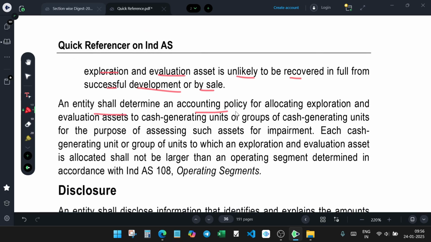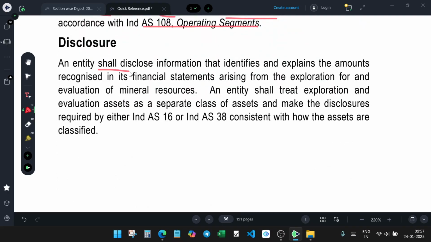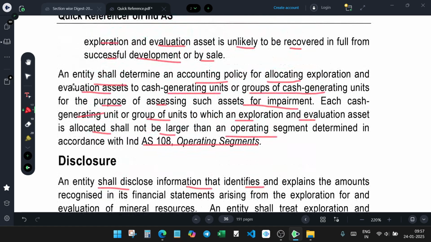An entity shall determine an accounting policy for allocating exploration and evaluation assets to cash generating units or groups of cash generating units for the purpose of assessing such assets for impairment. Each cash generating unit or group of units to which exploration and evaluation assets are allocated shall not be larger than the operating segments determined according to Ind AS 108, Operating Segments. Whatever the exploration accounting policy, they also need to follow Ind AS 108.